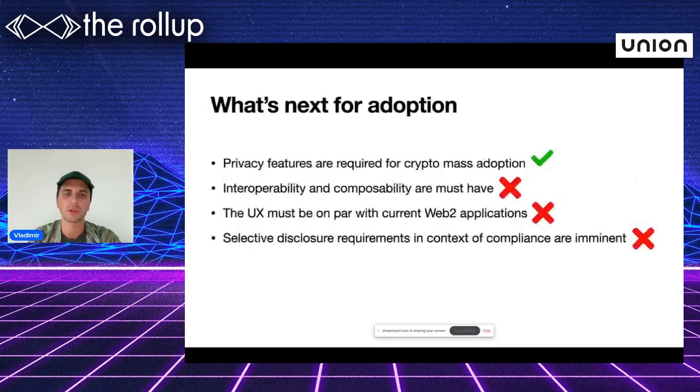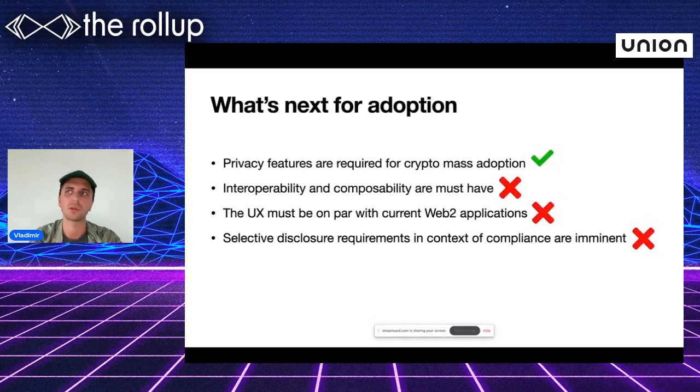So what about adoption? I would say that if we assume that privacy is what is required from adoption, then it's basically done, and we have an application that allows users to transact in private. But there is also much more to be done.